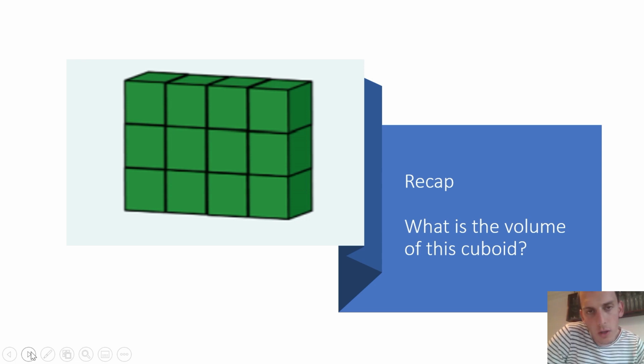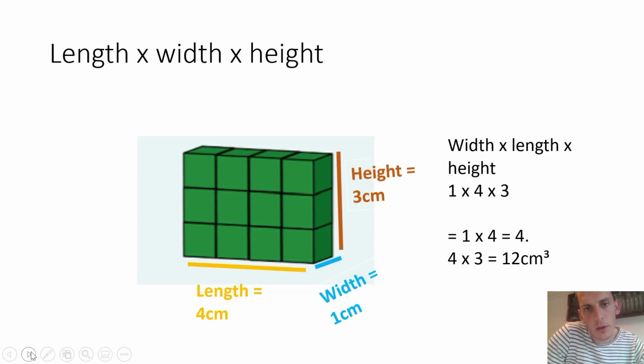Excellent. So what is the volume of this cuboid? Now, there's two ways you could do this. You could either just count the squares up. So you could go 1, 2, 3, 4, 5, 6, 7, 8, 9, 10, 11, 12. So I know that this is 12 centimeters cubed. The reason why you could count it up is because each of these is a centimeter cube, and because this shape is made up of centimeter cubes, we can just count them up.